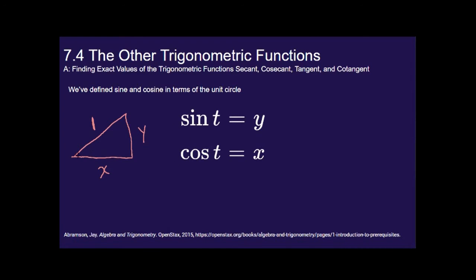And we know that sine is opposite over hypotenuse. So that is y over 1, which leads to y. And cosine, adjacent over hypotenuse, is x over 1, and that gives us x. So we've defined sine and cosine in terms of the unit circle as sine of t is equal to y, and cosine of t is equal to x.